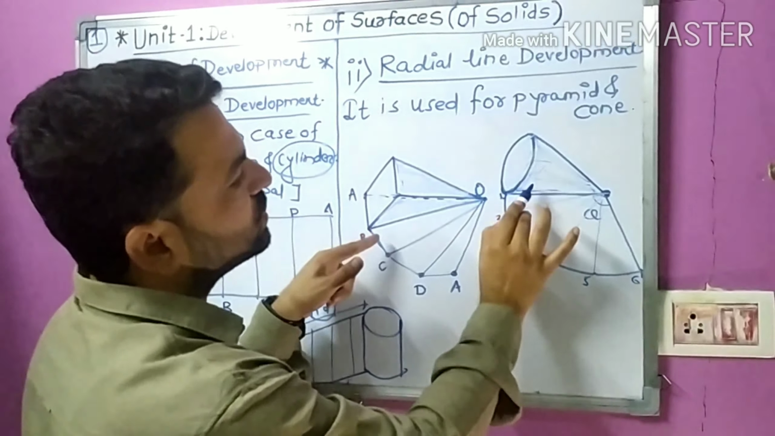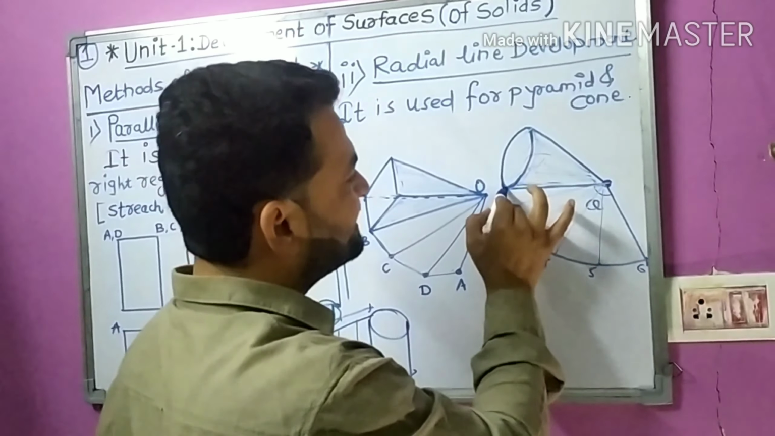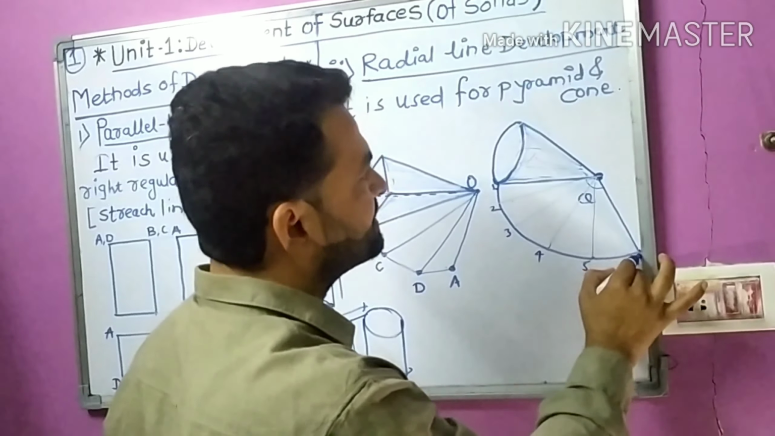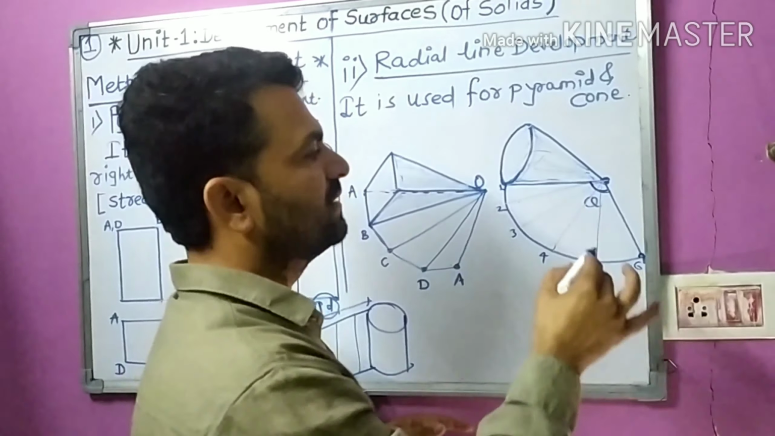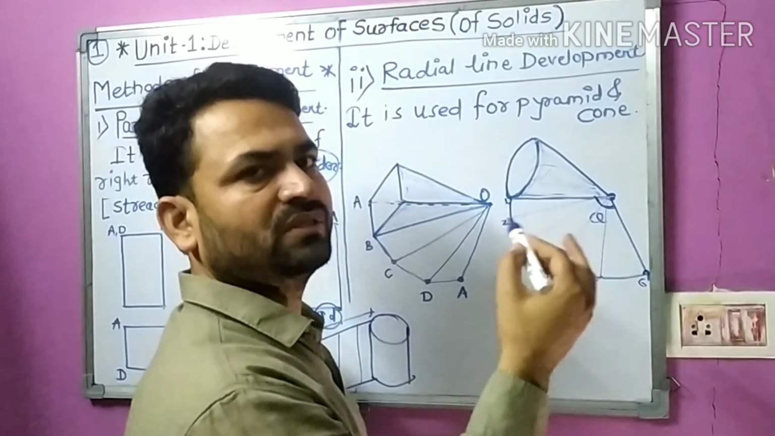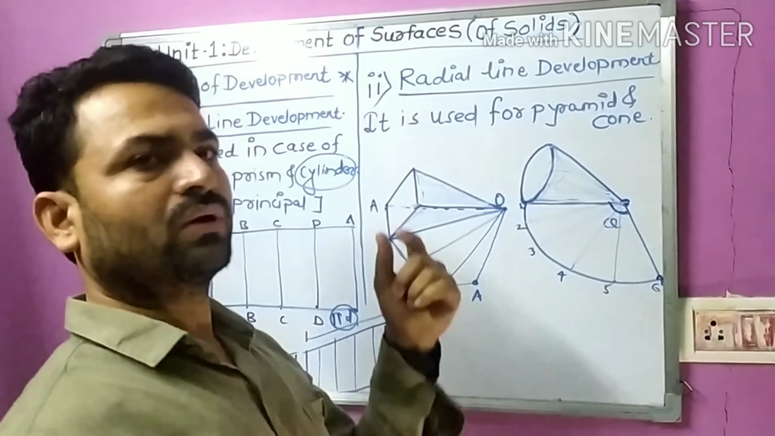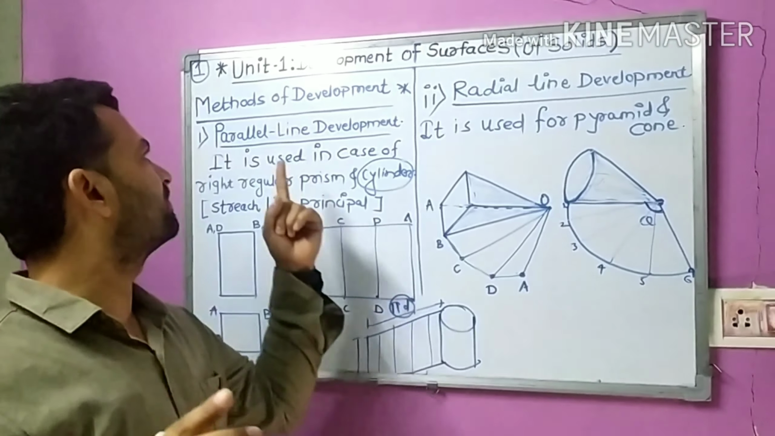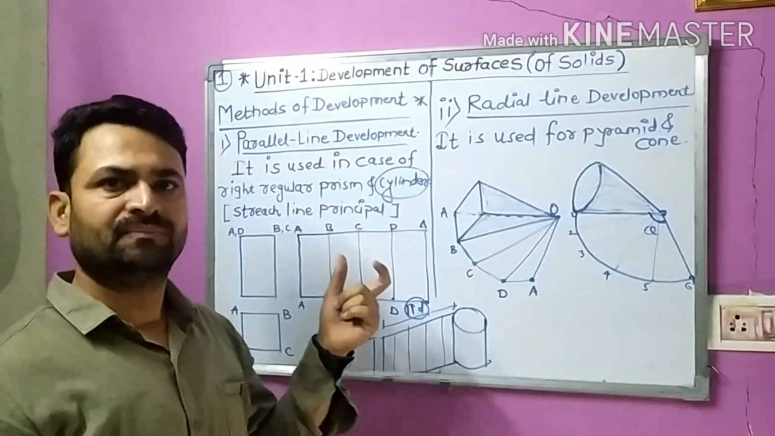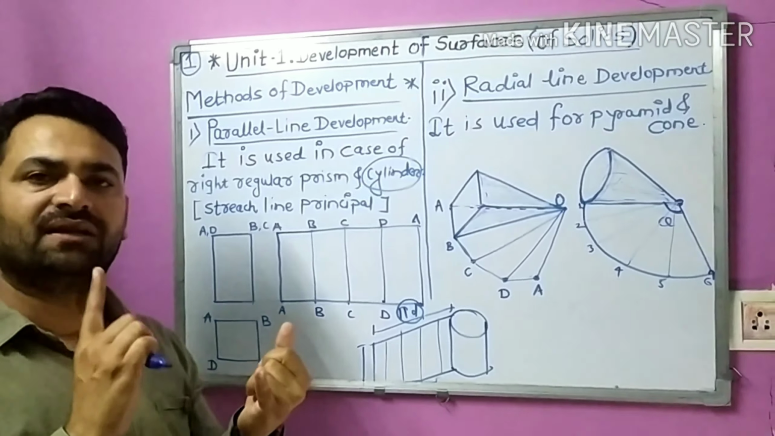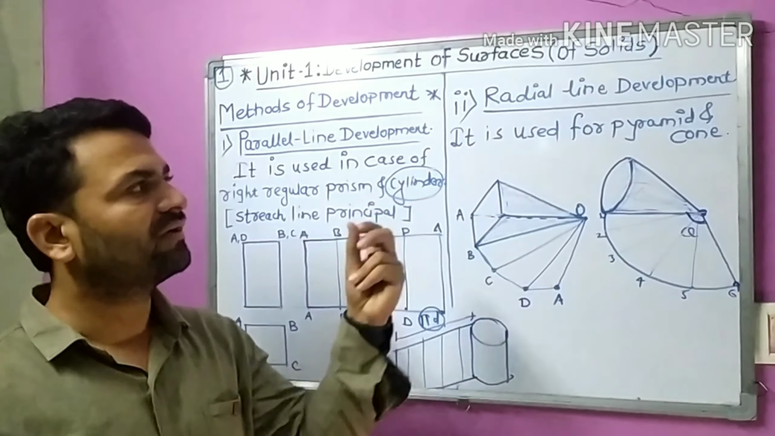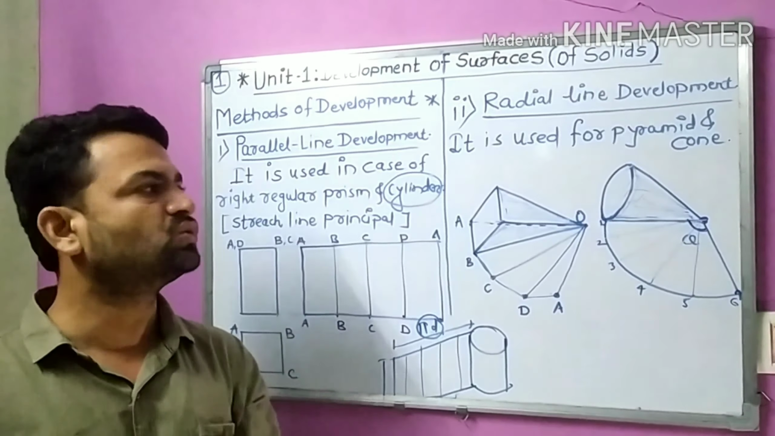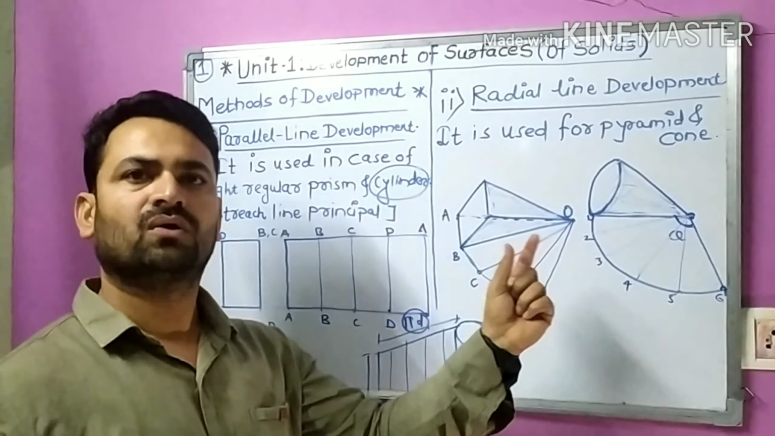And when you consider a cone, this is the cone, and I have to develop it radially. So this is the radial line method. This is the theta. In an upcoming lecture, I am going to tell you how to find this theta. Now you clearly understand two methods. First is the parallel line method, which is used specially for prisms and cylinders, and second is the radial line method, which is specially used for pyramids and cones.